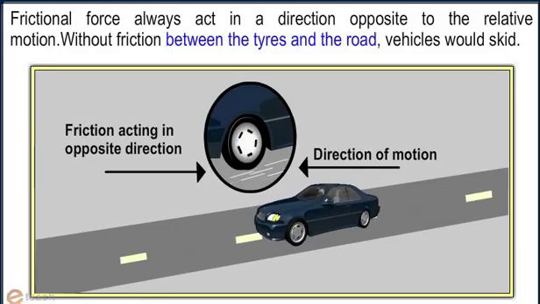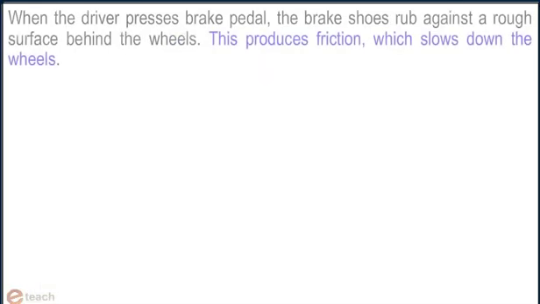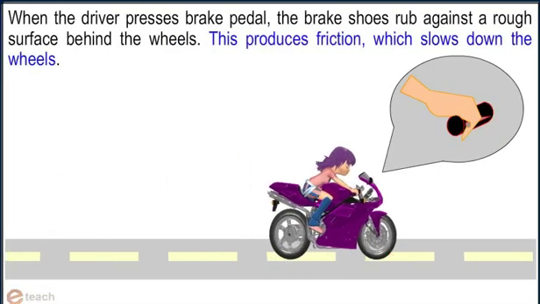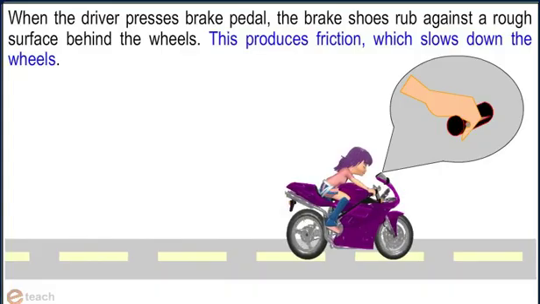Without friction between the tires and roads, a vehicle would skid. When the driver presses the brake pedal, the brake shoes rub against the rough surface behind the wheel. This produces friction which slows down the wheel.